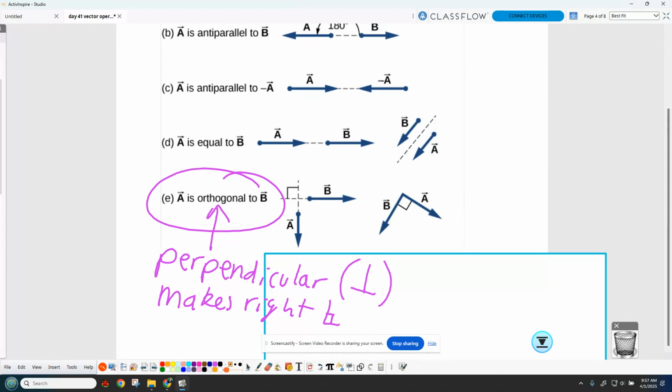If any of you speak Greek, it means perpendicular in Greek. You go to the orthodontist because you want your teeth to be like straight up and down.